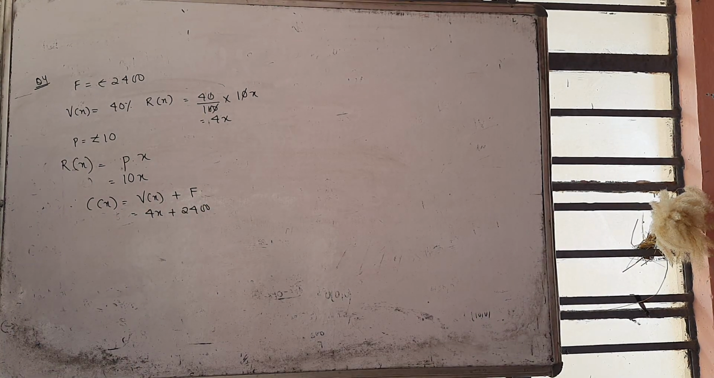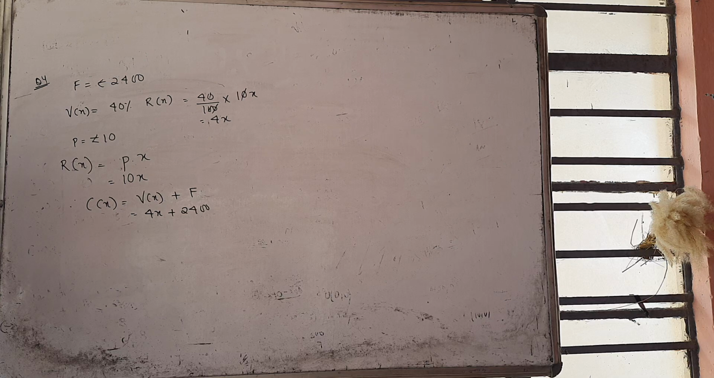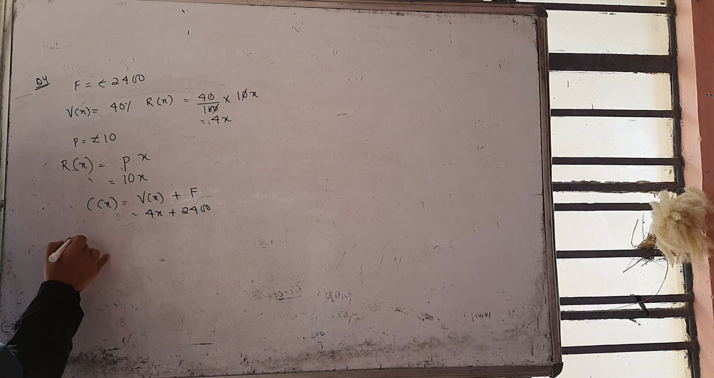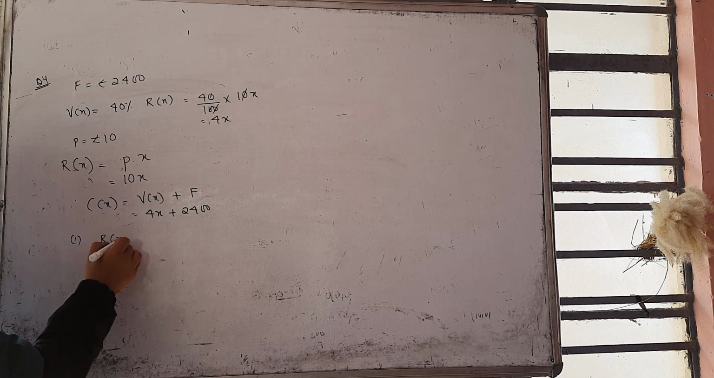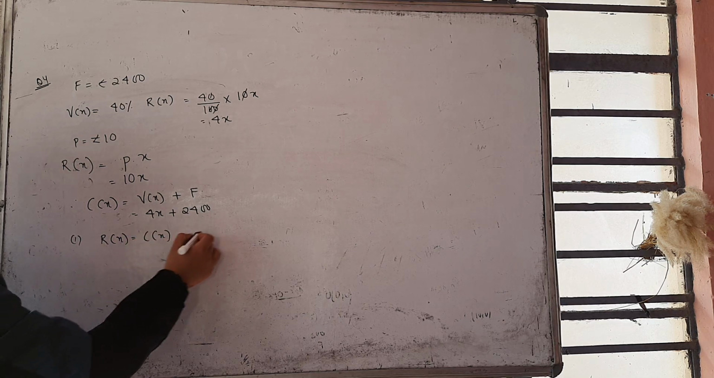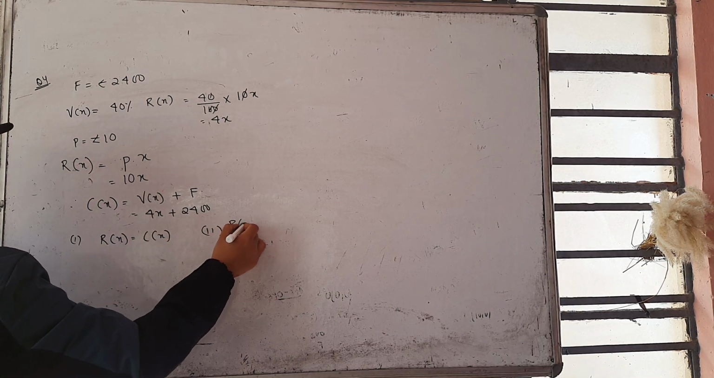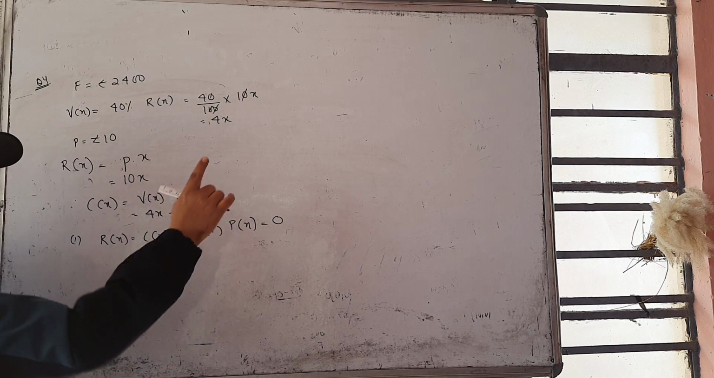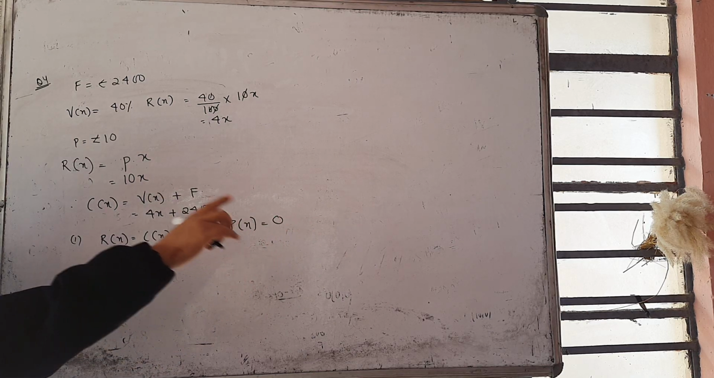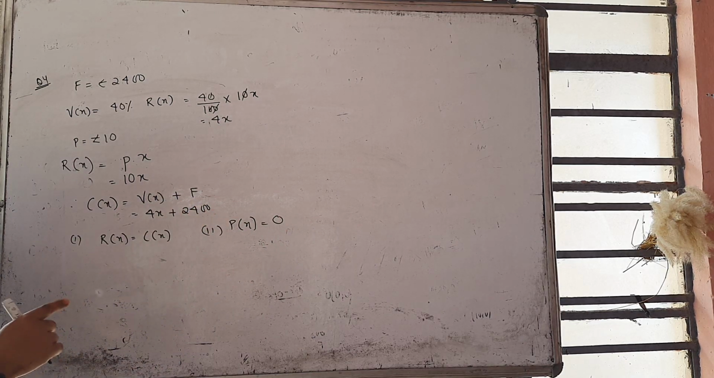Now they are asking us to find the break-even point. What is the break-even point? A situation when there is no profit and no loss. There are two conditions that I taught you. One is Rx equal to Cx, and the other is that profit equals zero, because profit means Rx minus Cx. At the break-even point, both are the same, so profit is 0.